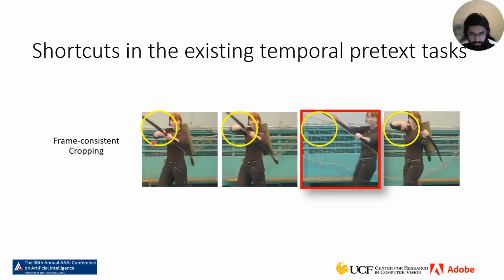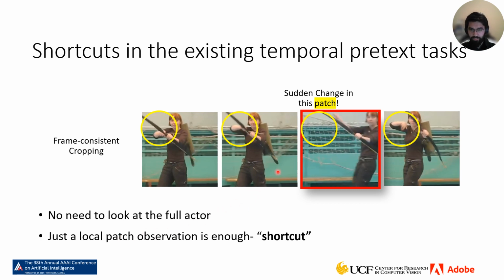Let's look into the input frames, which are pre-processed through the frame consistent cropping. If we look at the small region shown in this yellow ring, we see a sudden change in the out of order frame. Which counterfeits our original goal of learning how the entire object moves through the sequence to solve the task. We can just solve the task by looking into the small observation. So we can say that this kind of small local patch shortcut exists and it hinders the learning of useful spatiotemporal features.